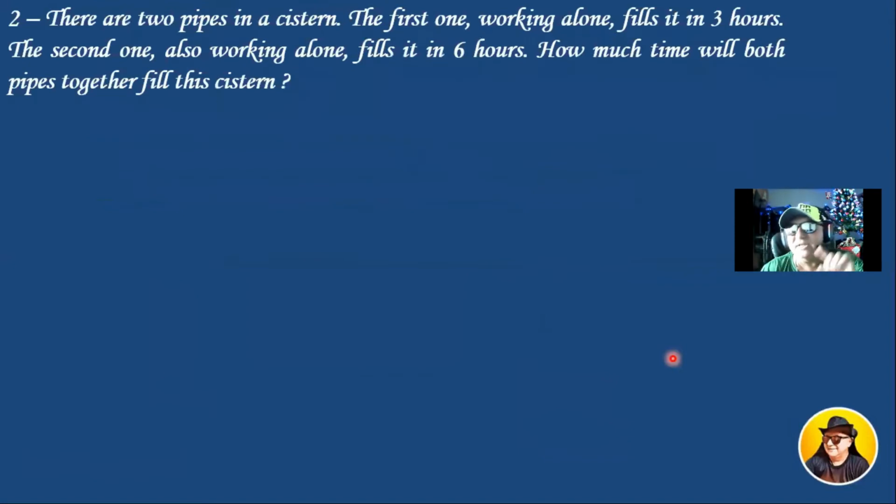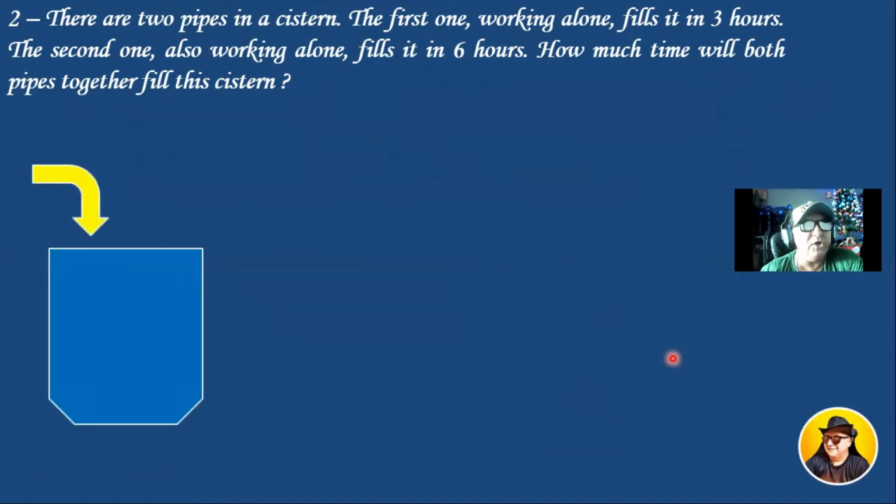Okay, we have 6 questions to be solved. Question number 2. There are 2 pipes on a cistern. The first one, working alone, fills it in 3 hours. The second one, also working alone, fills it in 6 hours. How much time will both pipes together fill this cistern?